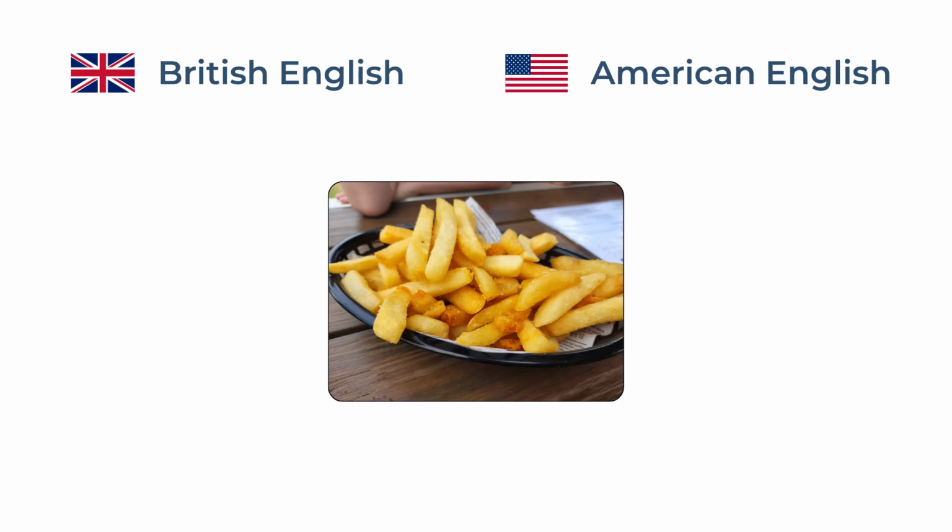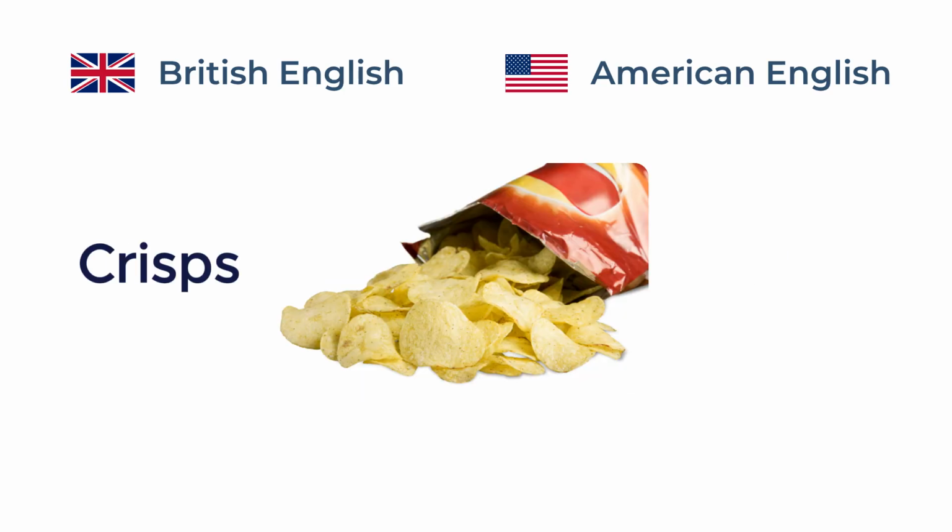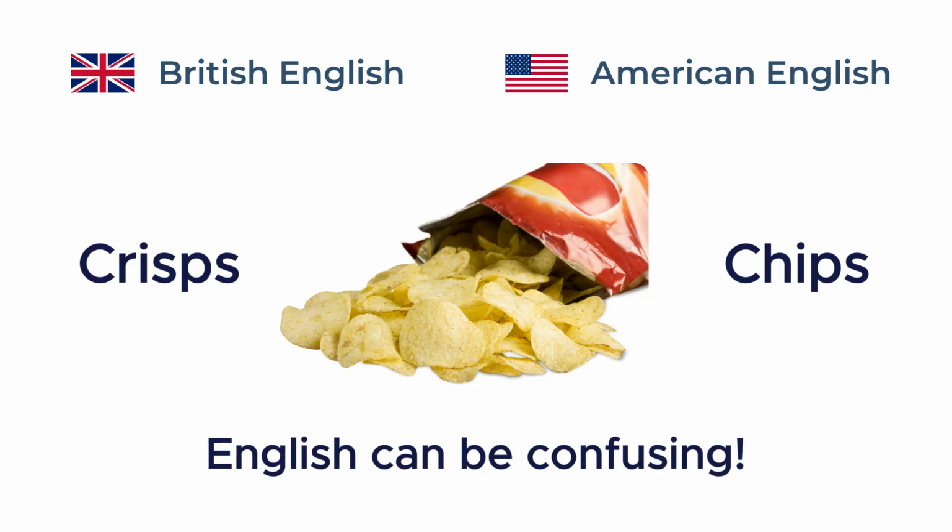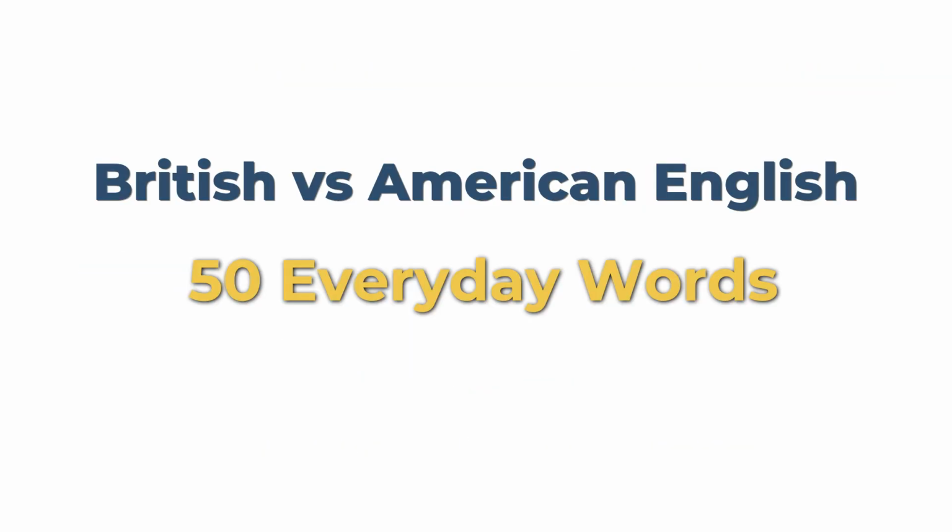In British English, these are chips. In American English, they're fries. And these are crisps in Britain, but chips in America. English can be confusing. Today, you'll learn 50 everyday words that are different in British and American English. Let's begin.